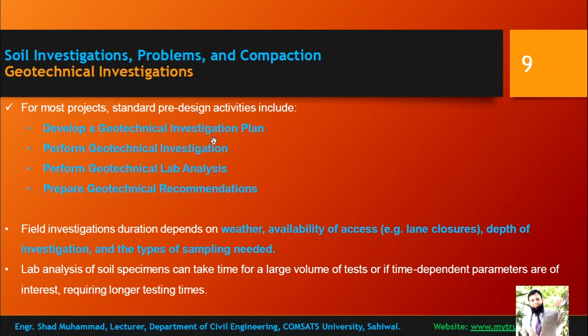So the samples which are collected with the help of the geotechnical investigation, keeping in view the geotechnical investigation plan, then on those samples lab analysis is conducted. Then geotechnical recommendations: they recommend which type of soil it is, which type of complications it has, and which type of foundation is recommended. They give you the design parameters against which the design engineer will design the foundation.